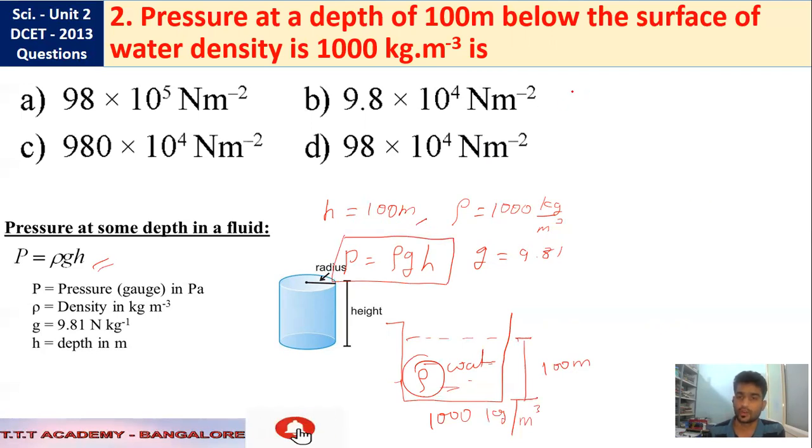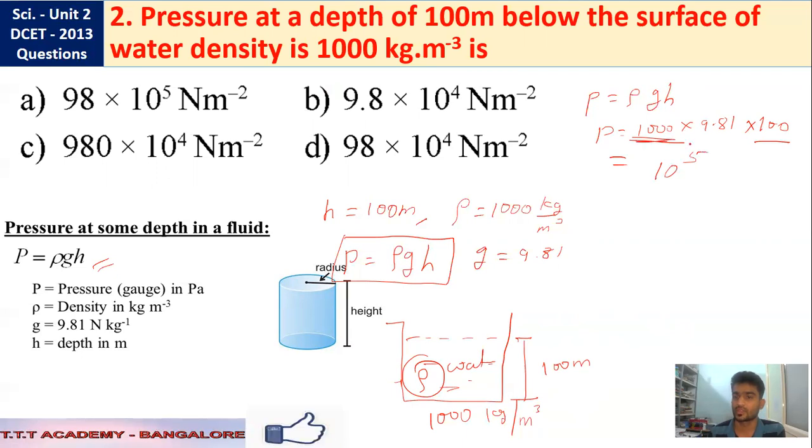So dear students, now I'm going to substitute here, that is P equal to rho into g into h. That means P equal to 1000 into 9.81 into h. What is h? h here is 100. So finally, let's first multiply these two. 1000 into 100 is 10 to the power of 5. If you multiply 1000 into 100, you will get 10 to the power of 5 into 9.81.